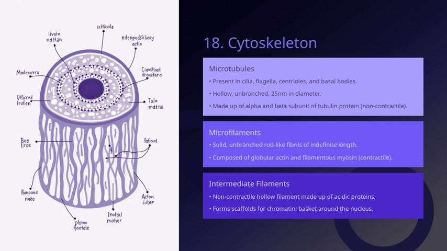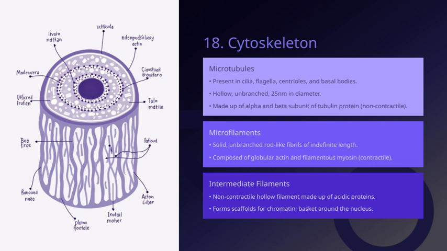First, we have the forms that scaffold the chromatin, acting like a basket around the nucleus, providing structural support. Next, there's the intermediate filaments, which are non-contractile hollow filaments made up of acidic proteins. These filaments help maintain cell integrity and resist mechanical stress.